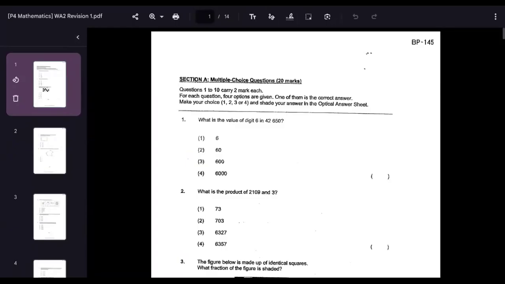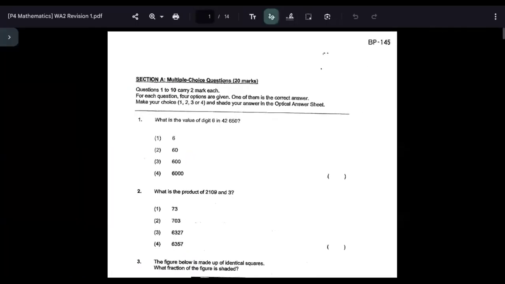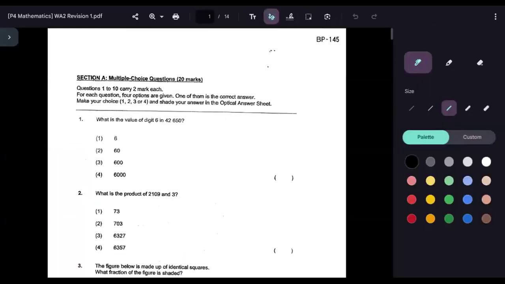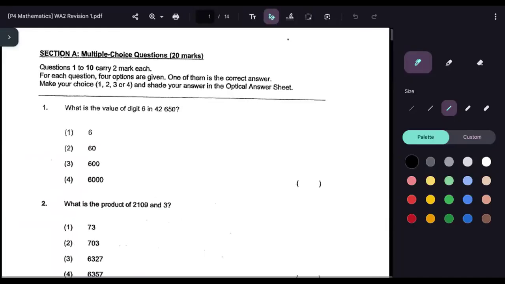Before I forget, this will be the screen you'll be looking at from now onwards. Let me make it a bit bigger. Every time you always get a paper like this. As you see in your WA, I don't have an OAS, so I will cancel myself. In your actual exam, you will have an OAS. Make sure you shade it. Okay, let's get on to it.